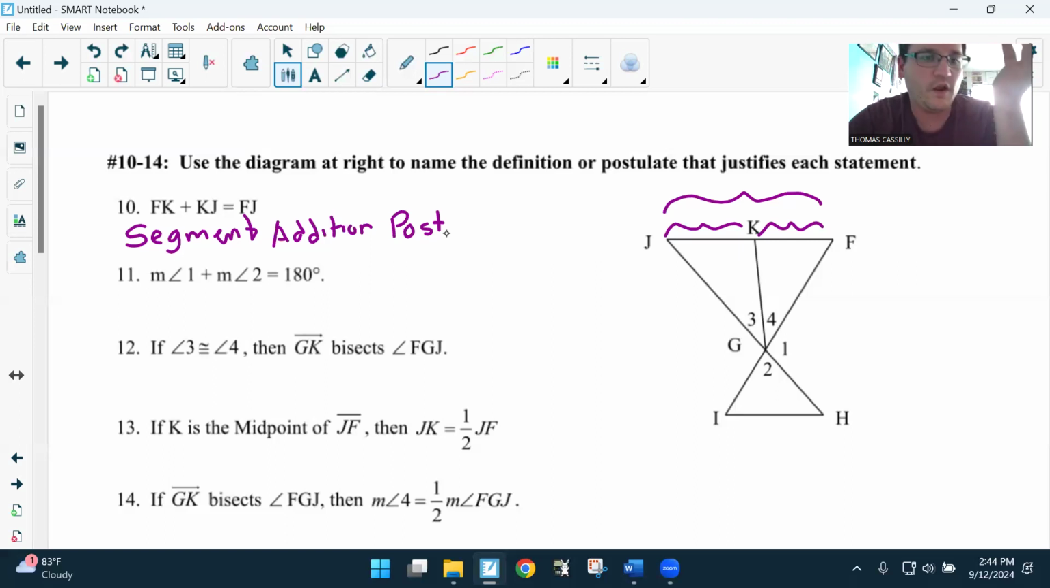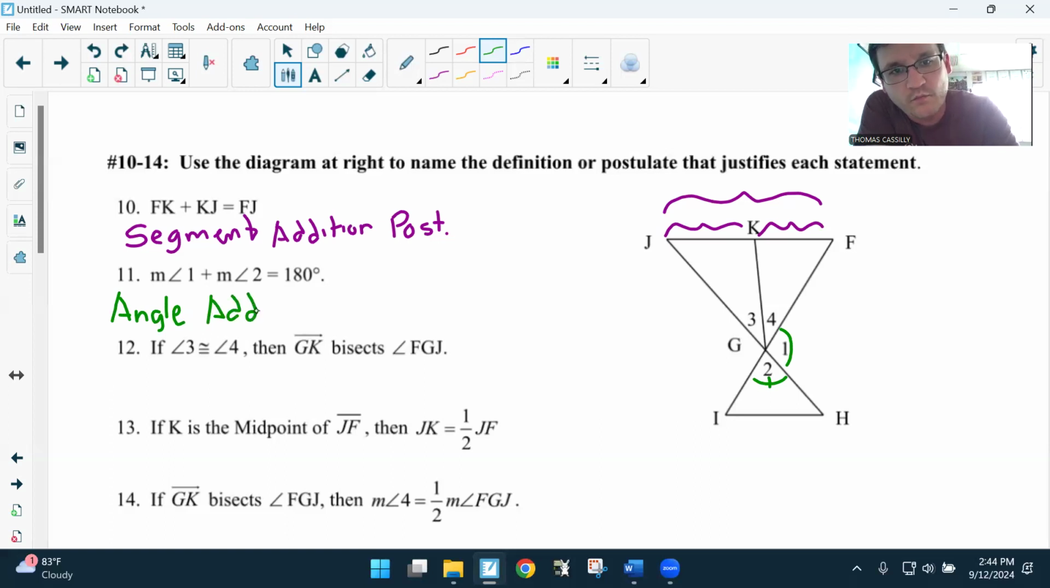All right. Now, the next one, angle 1 plus angle 2. So I see angle 1 right here. I see angle 2 right here. We are adding angles together. They equal 180 degrees. Now, this one, there's a few things that we could say about this. What are they doing? They are adding angles together. This is the angle addition postulate that they are using.